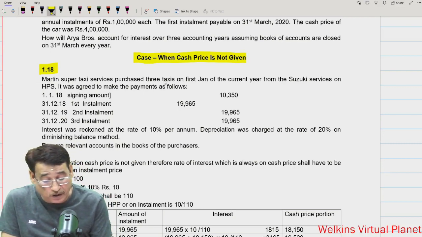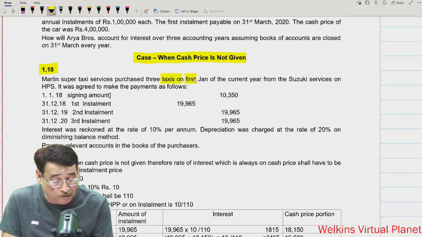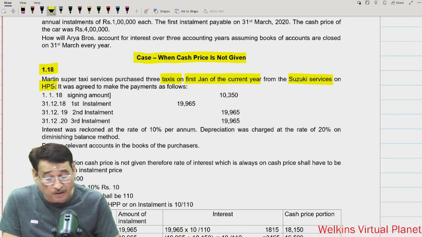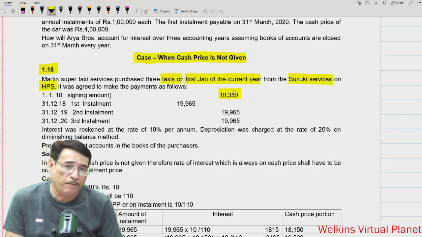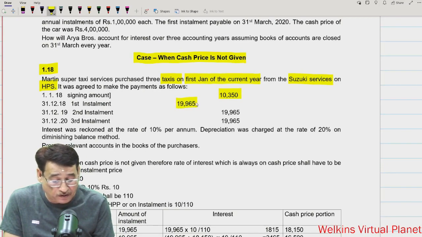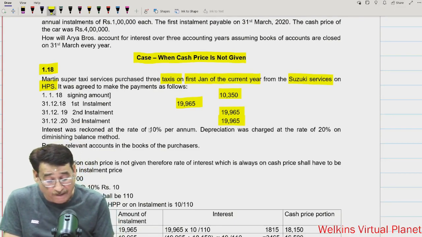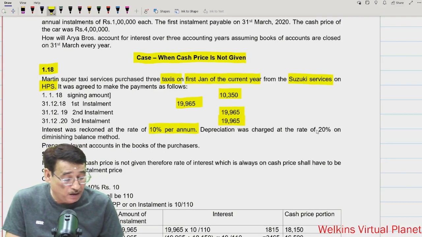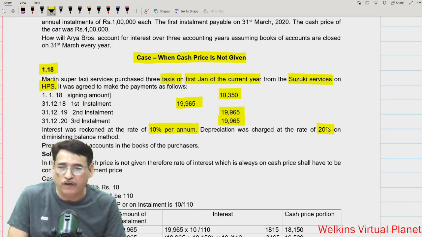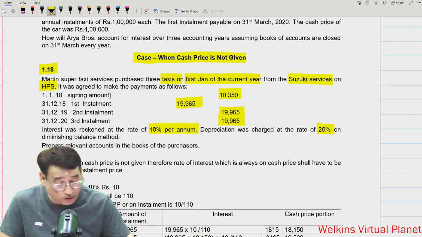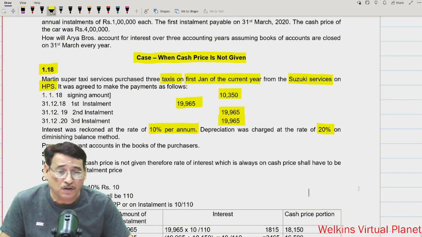Martin Super Taxi Services purchased the taxis on 1st of January of the current year from Suzuki Services on hire purchase system. Now, on the first day we paid 10,350, and first installment at the end of the first year is 19,965. Then again 19,965, again 19,965. Interest is 10% per annum. And of course, depreciation is given, but importantly, we are concerned with only rate of interest, correct? So how to do this sort of question? Just pay attention. Just give me a minute or so.